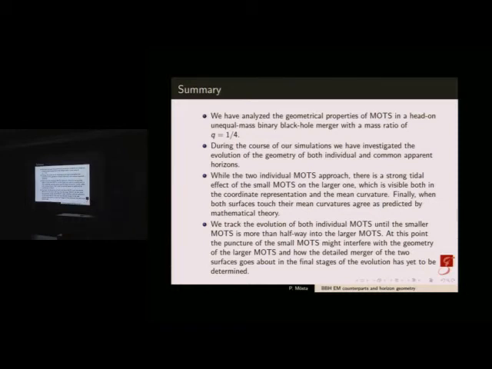It still remains unclear how the detailed merger of all these surfaces goes about in the end, but we might have already found some clues as to how this might happen.